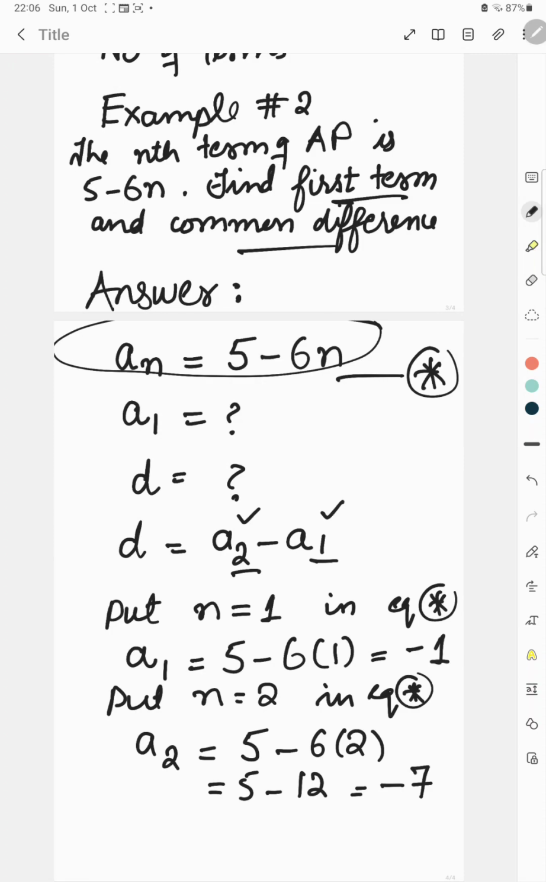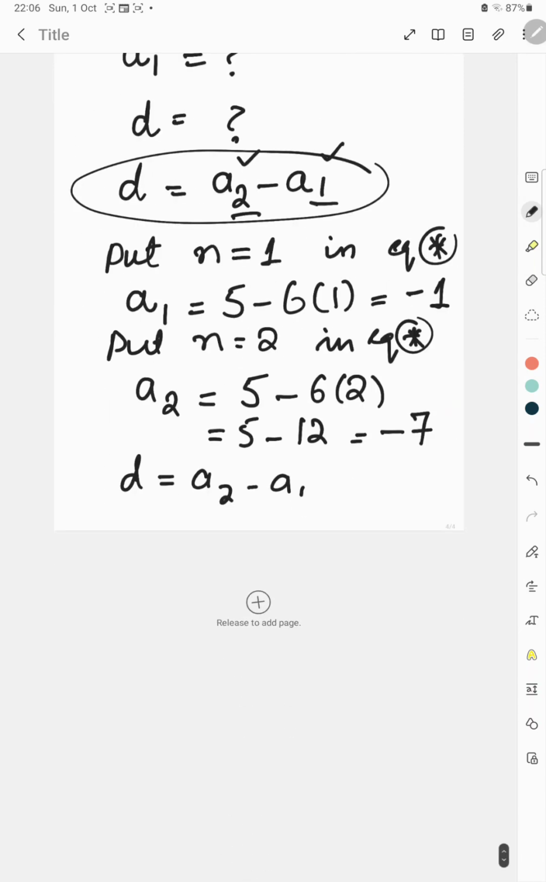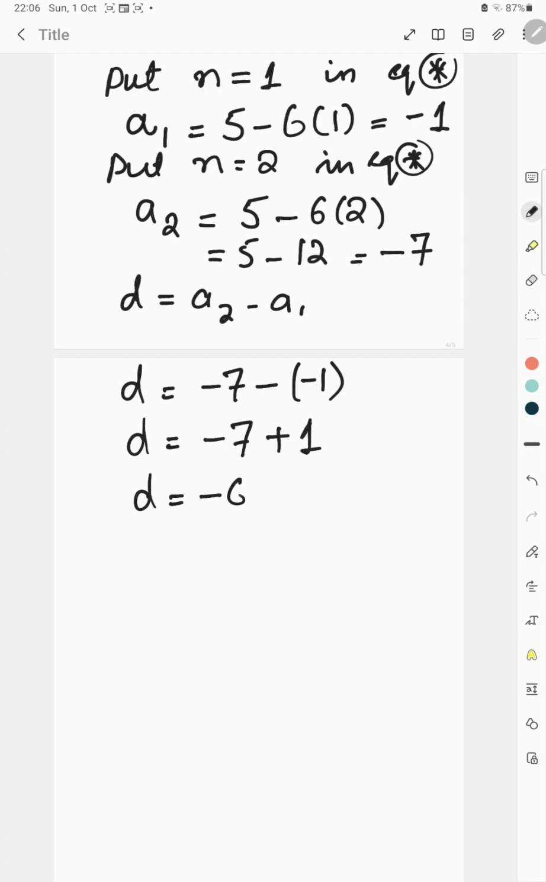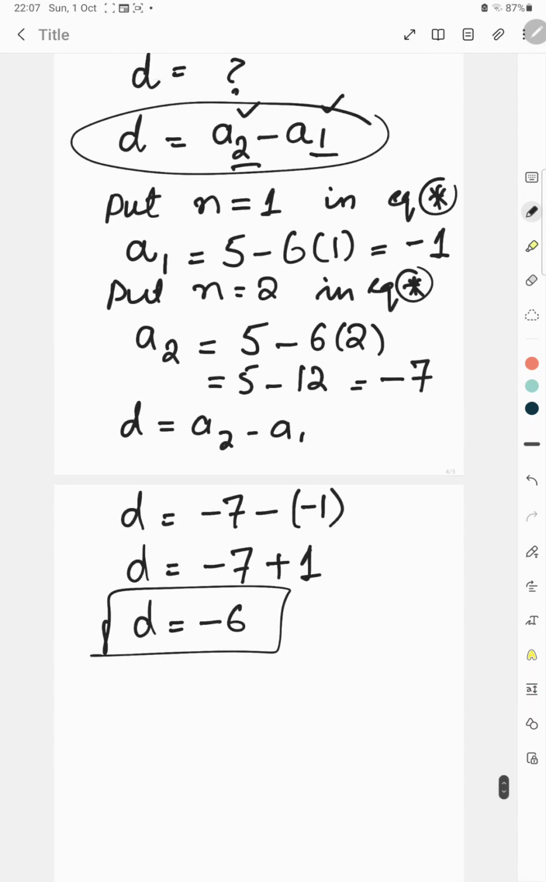Okay, so now we have to find the difference. Just put both values in this formula. So d is equal to a2 minus a1. What is a2 here? a2 is minus 7. And what is a1? a1 is minus 1. So we get d is equal to minus 7 plus 1, which is equal to minus 6. So our answer is d is equal to minus 6.